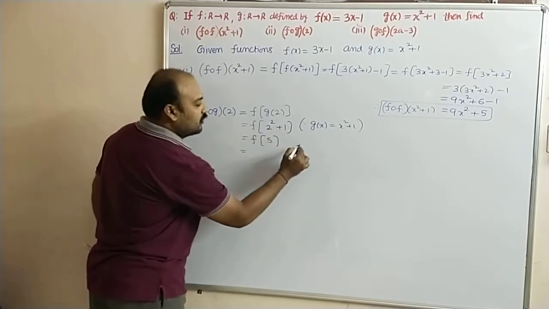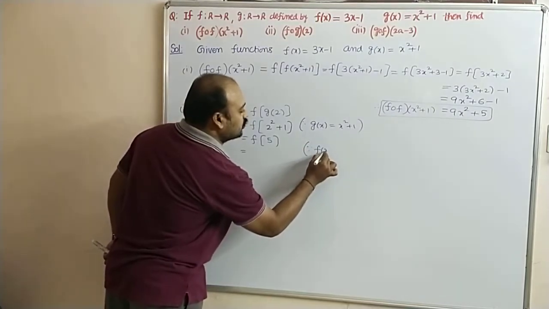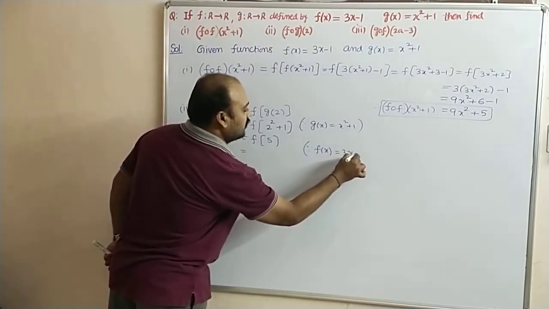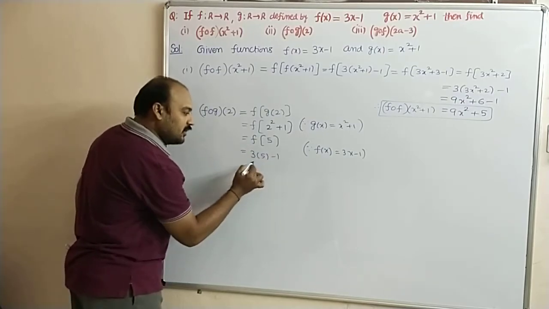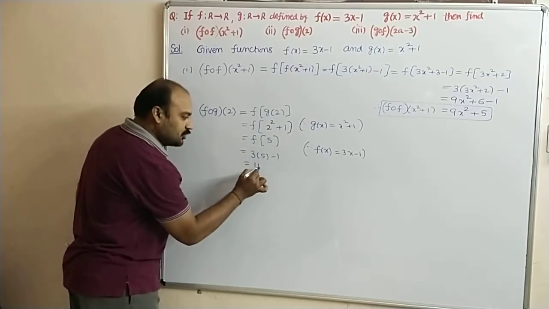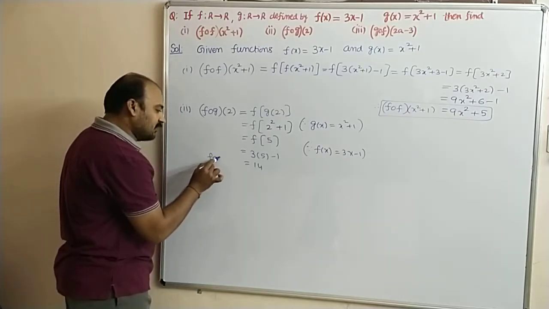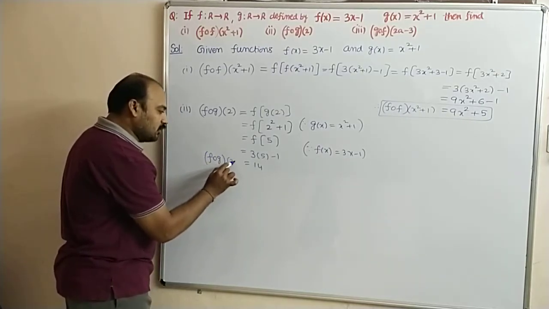f of 5. What is f of x? f of x equal to 3x minus 1. So now 3 into 5 minus 1. 15 minus 1 is 14. Therefore, f circle g of 2 is equal to 14.